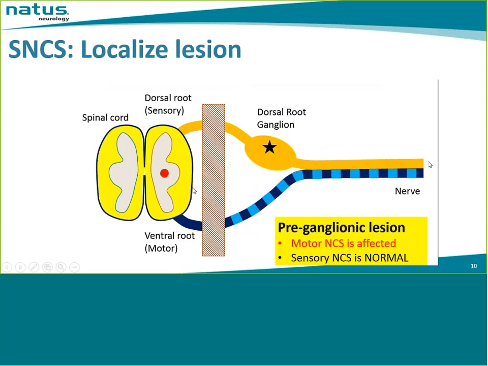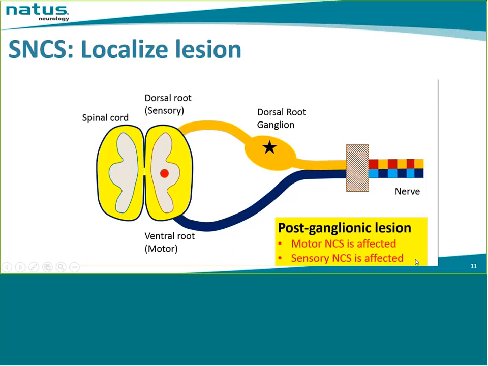So in this schematic, we have the spinal cord on the left. Then we have the nerve roots that come out of the spinal cord through the vertebral column. And then we have the formation of the nerves. If we have a lesion which is at the level of the root, as indicated by this hashed rectangle, this is called a preganglionic lesion. Notice that the sensory ganglion is to the right of the lesion. So under this condition, the motor nerve conduction studies are affected, but the sensory nerve conduction study is normal.